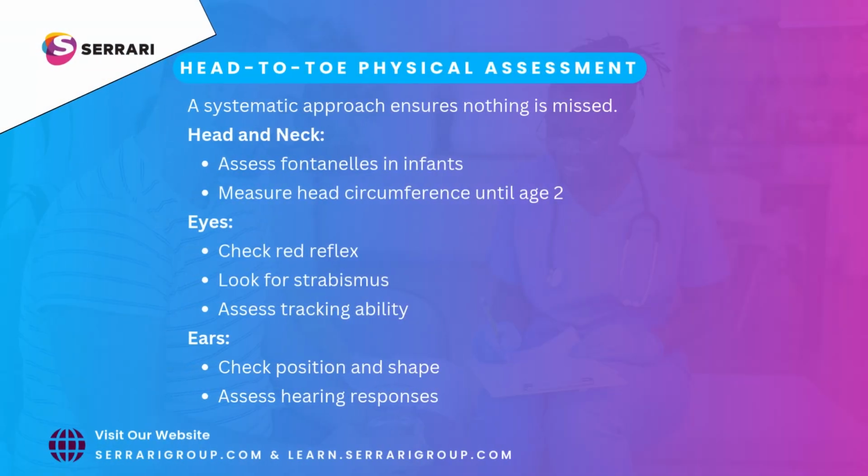Head-to-toe physical assessment. A systematic approach ensures nothing is missed. Head and neck. Assess fontanelles in infants. Measure head circumference until age 2. Eyes. Check red reflex. Look for strabismus. Assess tracking ability. Ears. Check position and shape.